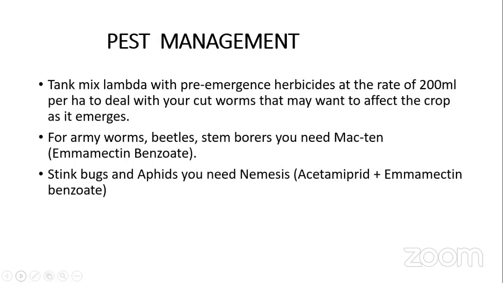because it will affect both the systemic pests. It will actually affect the sap-sucking pest, sorry, and also the emamectin benzoate will also affect the contact or the tissue eating pest. So Nemesis is a very good insecticide that one can use because it has got that advantage, both systemic and contact.